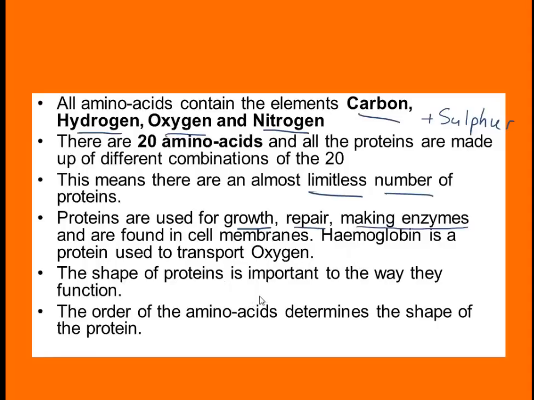And the shape of proteins is extremely important to the way that they function. And in particular, we'll think about that when we discuss enzymes. The order of the amino acids determines the shape of the protein. That is why it's important that we see how many possible combinations of orders of amino acids there really are, because that means that there are a near infinite number of shapes of proteins as well, and that will determine what they do. So you end up with these wonderful three-dimensional shapes.